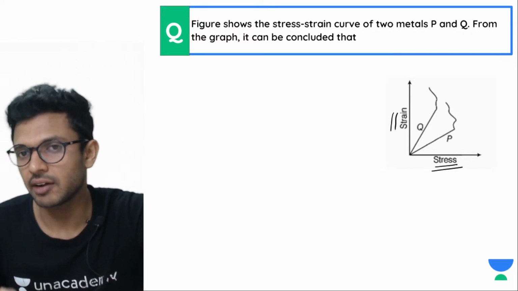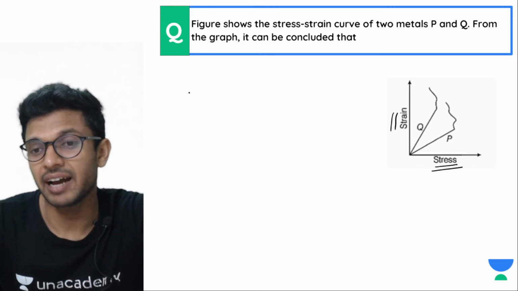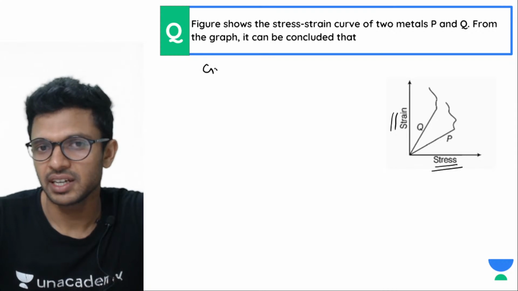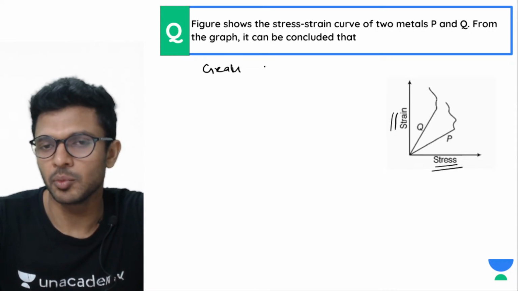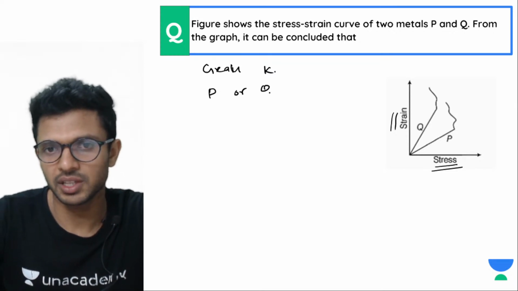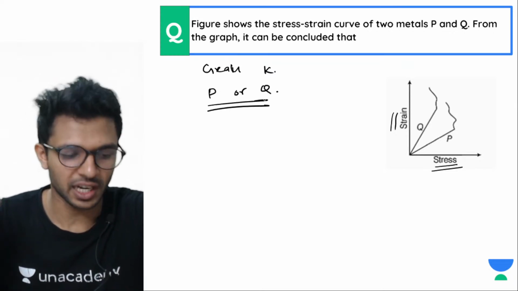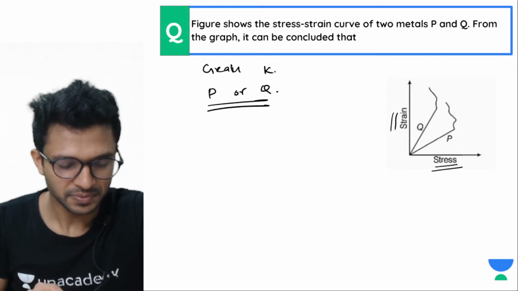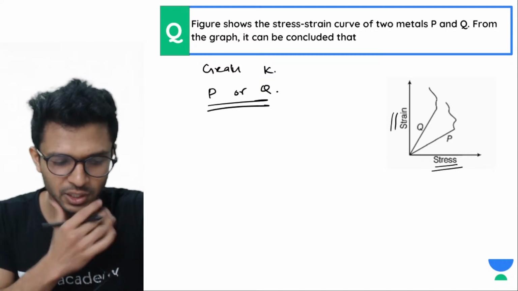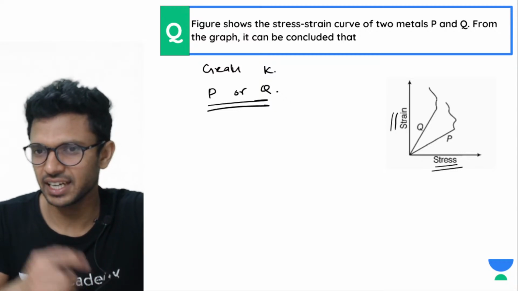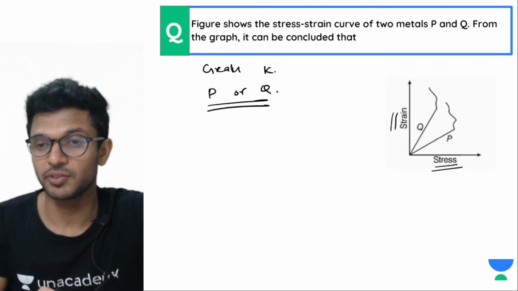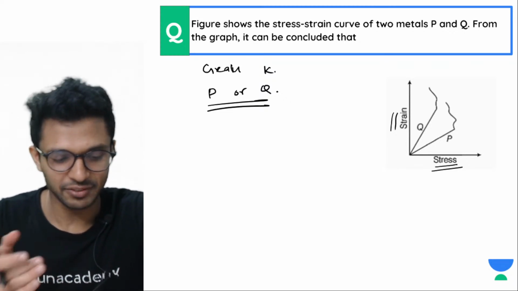Now, looking into the graph, tell me, which one is having a greater modulus of elasticity, whether it is P or whether it is Q? Tell me in the chat box. I am looking in the chat box. The one which is having greater modulus of elasticity. Don't just jump into the answer, right? Look at the graph properly. Then find how you can find out the modulus of elasticity from here. Then give the answer.